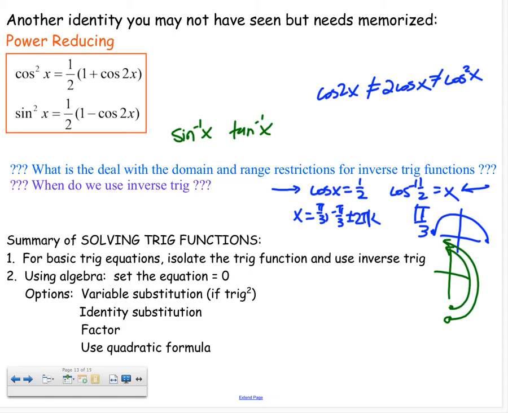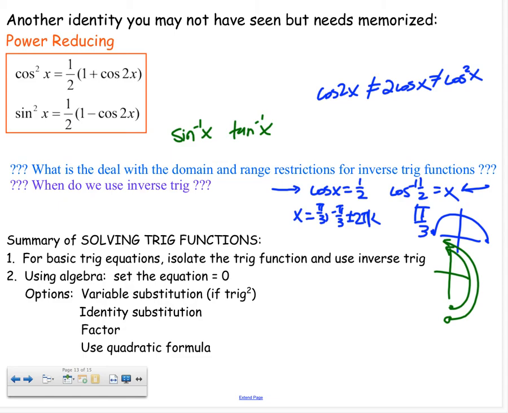To solve trig functions, I have some steps here. For the basic ones that are pretty simple, you're just going to get the trig function by itself and inverse trig both sides or answer the question directly. Sometimes you have to use algebra. I would suggest that you try setting an equation equals 0. Maybe you'll have to use variable substitution. Maybe you'll have to use an identity. Oh, good golly, we might have to factor. Or worst case scenario, maybe even use the quadratic formula.